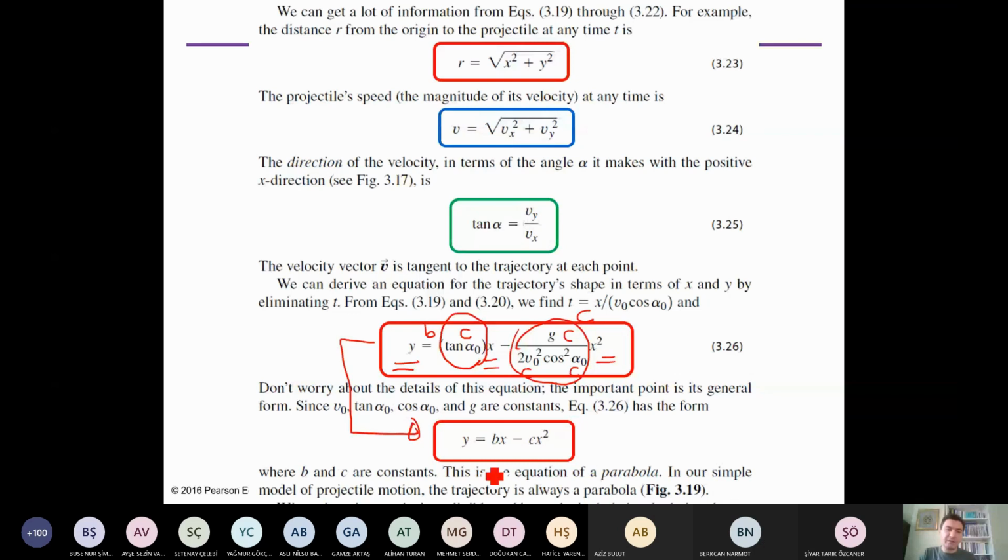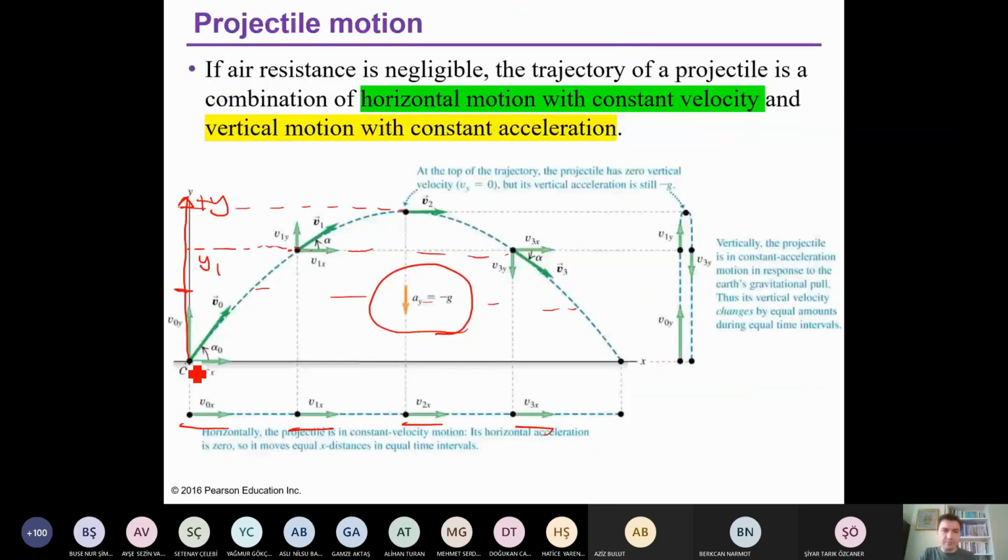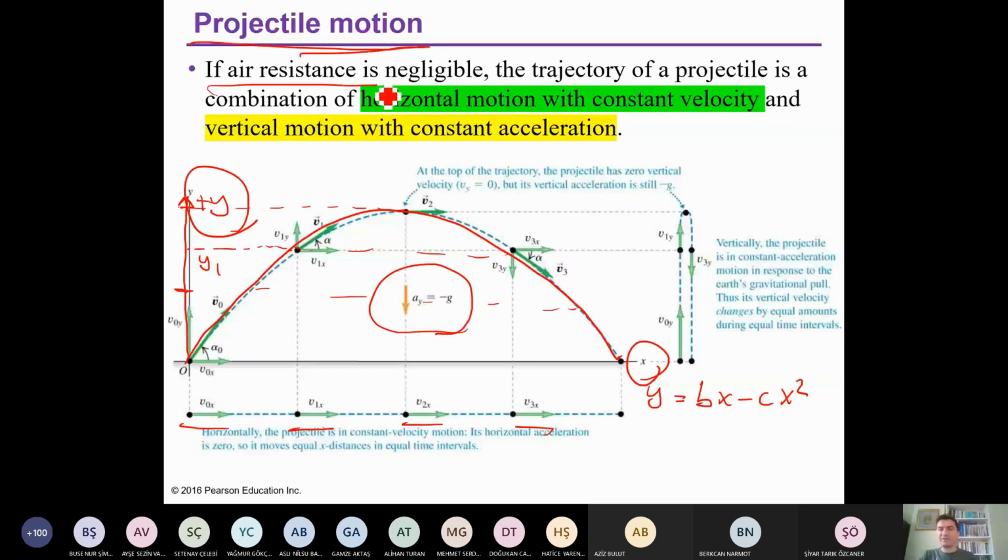From the mathematics, you can easily understand that this is the equation of a parabola. What is a parabola? This is a parabola, okay? This is a parabola, which is given by bx minus cx squared. This is the x, this is the y. Any question here? So projectile motion, perfect projectile motion. If the air resistance is 0, then you will have this type of parabola behavior.